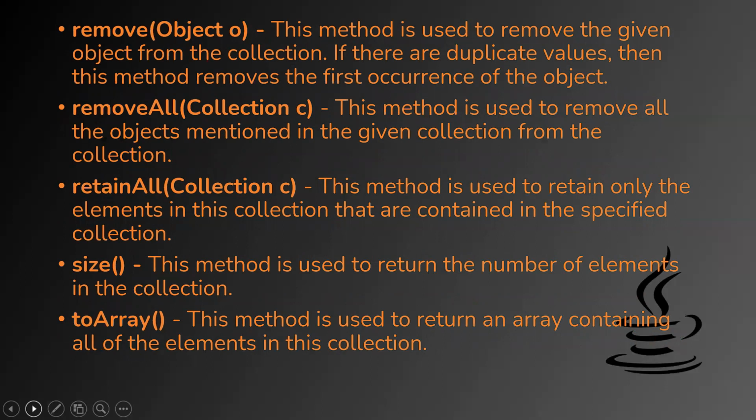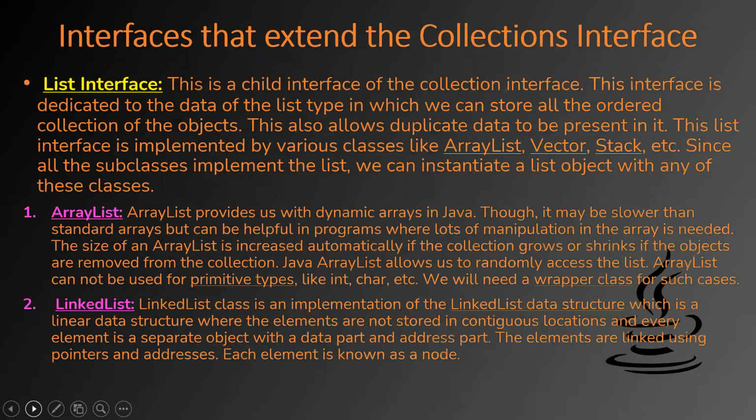retainAll(Collection c). This method is used to retain only the elements in this collection that are contained in a specific collection. size. This method is used to return the number of elements in the collection. toArray. This method is used to return an array containing all the elements in this collection. So let's see interfaces that extend the collection.